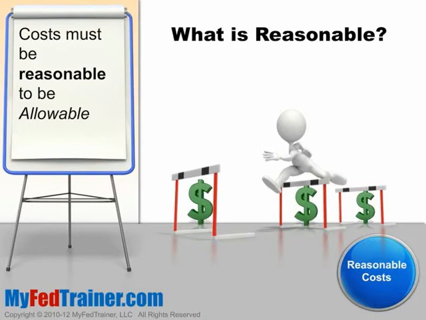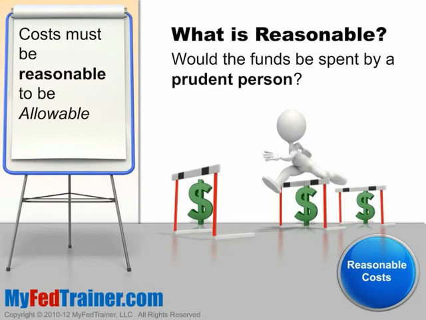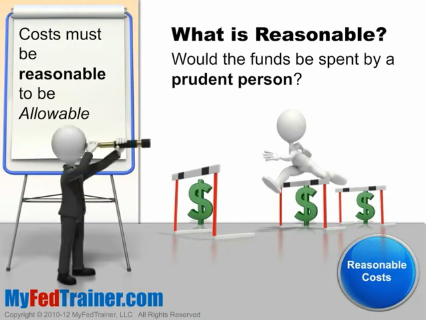In the federal cost principles, reasonable costs are defined as an amount of an expenditure that doesn't exceed the amount a person using good judgment and common sense would have spent on a purchase. This is sometimes called the prudent person standard.